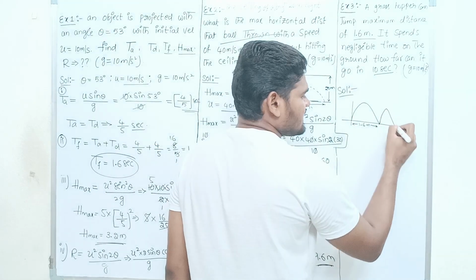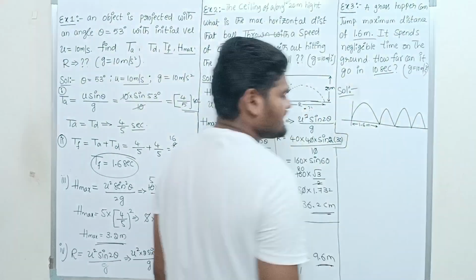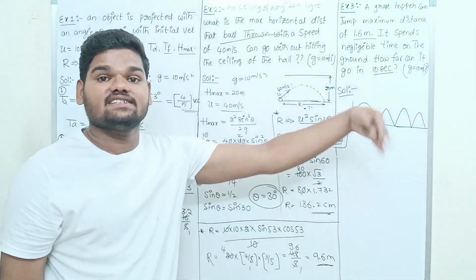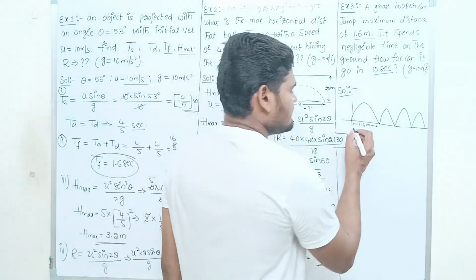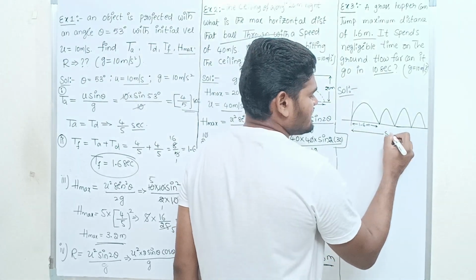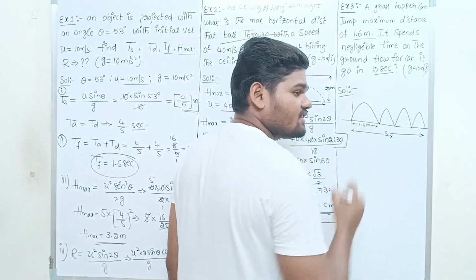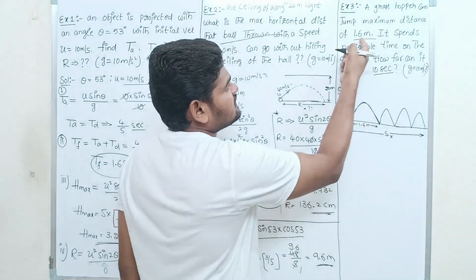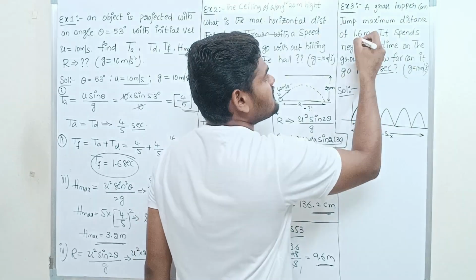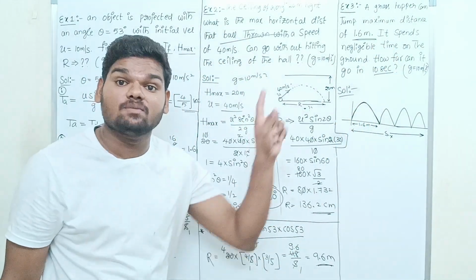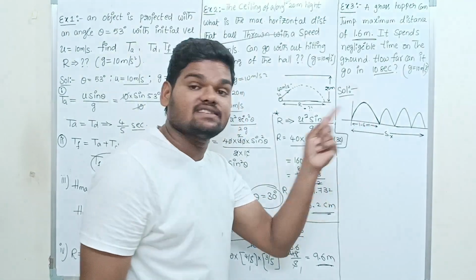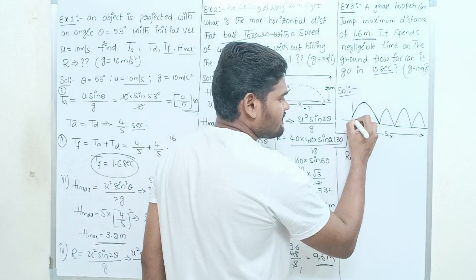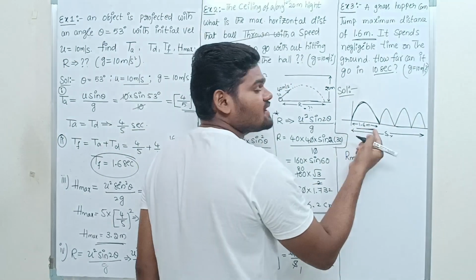They are asking, in 10 seconds how much distance does it cover, how far can it go in 10 seconds? So what is this? This is the displacement S along the x direction that we have to find. A grasshopper can jump a maximum distance of 1.6 meters in one jump. That means the range is maximum, so in one jump it covers a maximum distance of 1.6 meters.